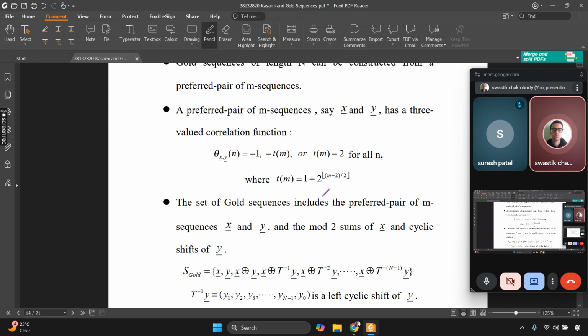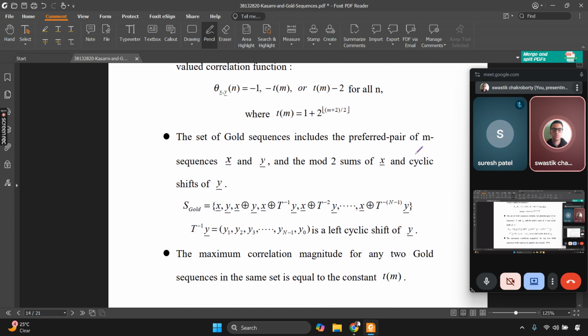But a preferred pair of m-sequences, say x and y, has a 3-valued cross correlation function. So theta x comma y, that is the cross correlation function, will be minus 1, or minus Tn, or Tn minus 2, where Tn is 1 plus 2 to the power ceiling of (n plus 2) by 2. So this is shown to be a very low value of cross correlation compared to other pairs. That's why we use a preferred pair.